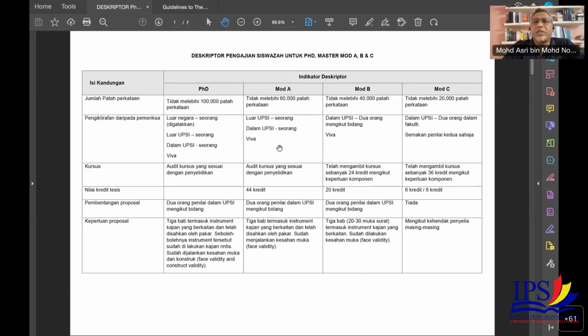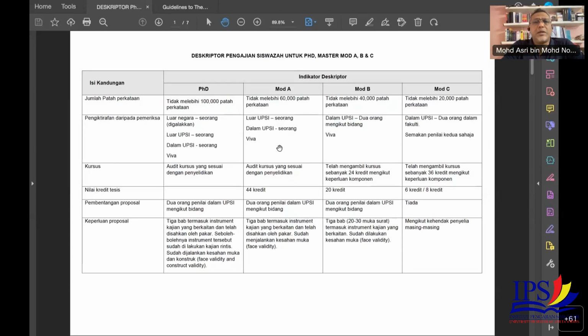And also, let's now focus on the project paper. If you're doing a Mode C project paper, your project will be evaluated by two people, two examiners from within the university or from within the faculty, right?